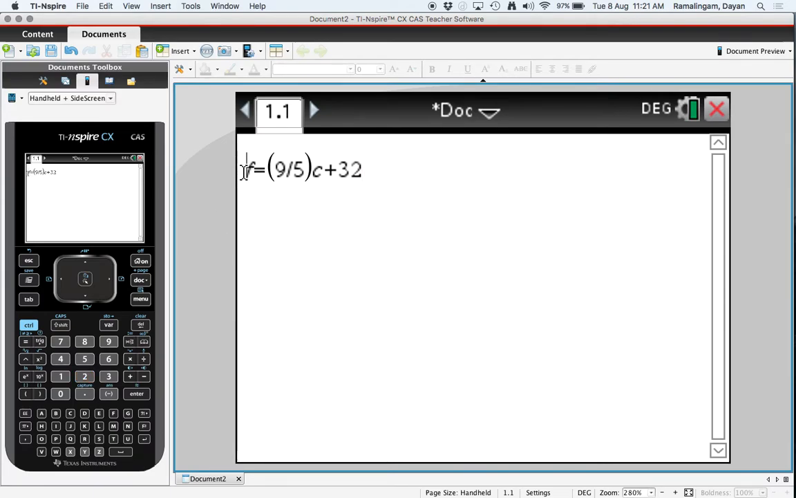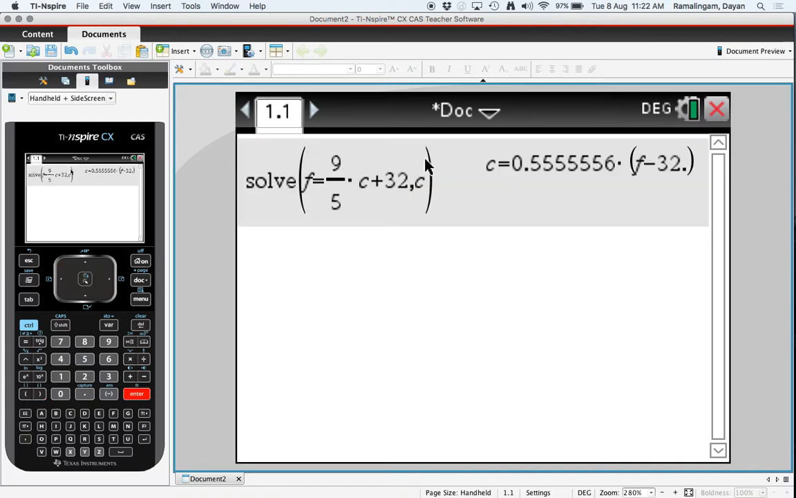Now, if you look at your book, there's a long way they go about doing it. So here is the quicker way. Ready? And I want to make C the subject of the formula. Okay? That's it. That's so easy, sir.